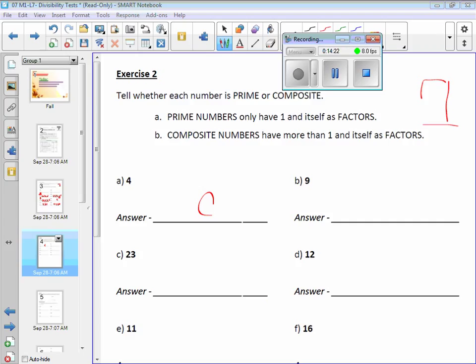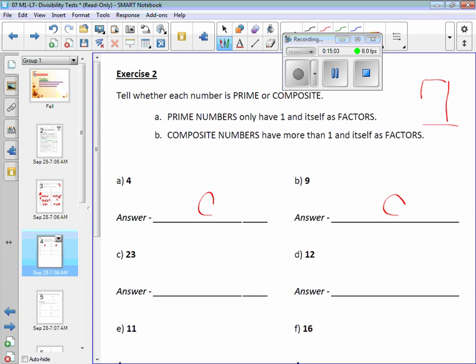Like in 9. What about 9? Can a number go into 9 other than 1 or 9? Yes. 6 can't go into 9, but there is a number that goes into it. 3 will go into it. All agree? It's composite. And I have seen kids put down P for prime for 9. Be careful.